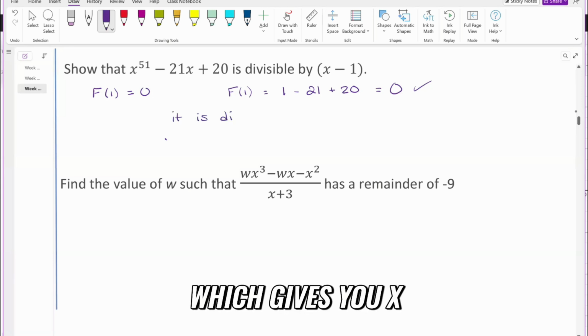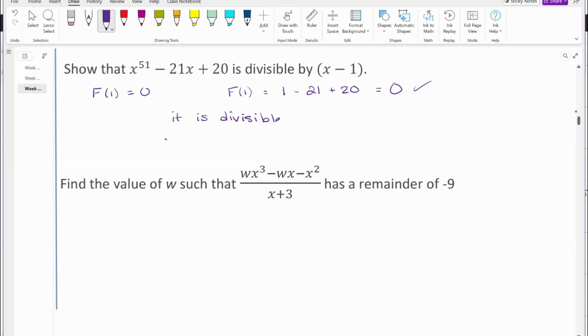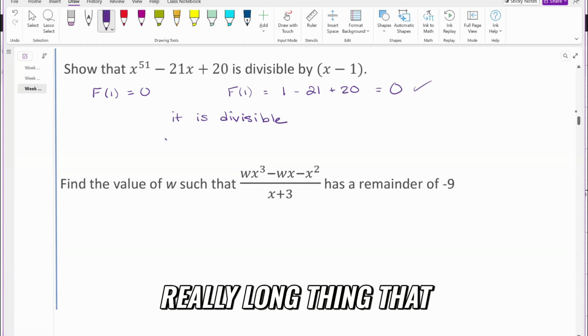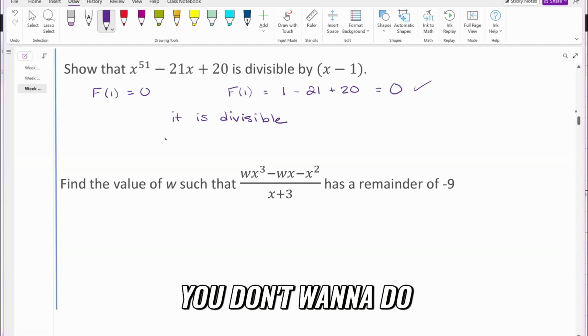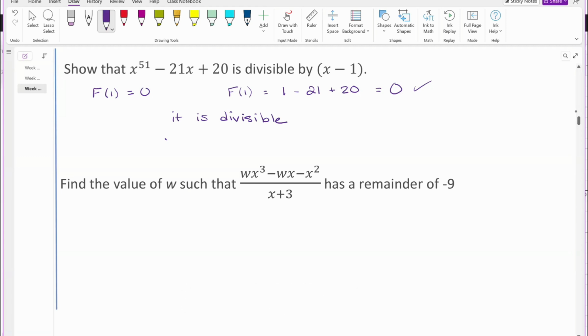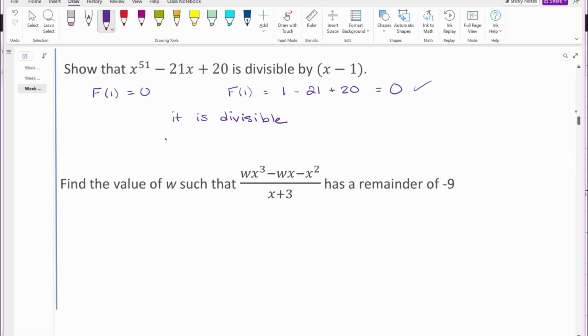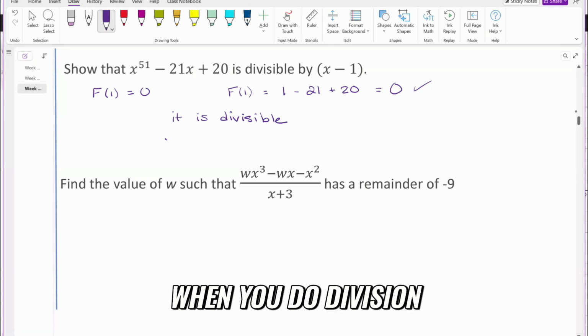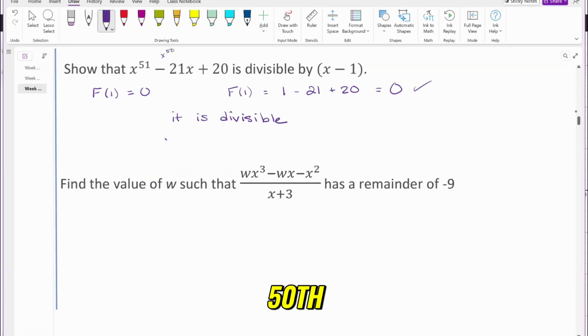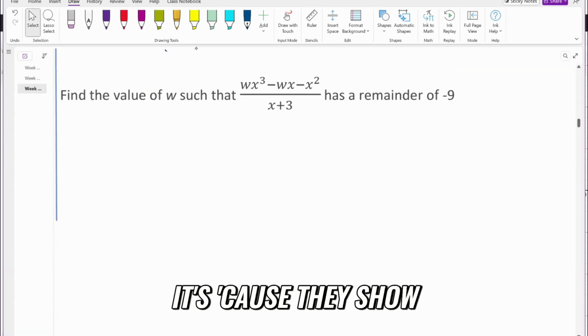Which gives you x to the 50 minus 20. Well, no, it gives you a really, really long thing that you don't want to do, honestly, because every other term will actually show back up. Which is the reason when you do division, you have to do the x to the 50th plus x to the 49th, and all of that is because they show back up.